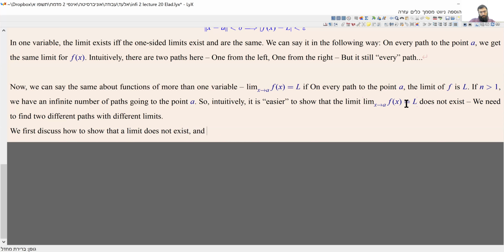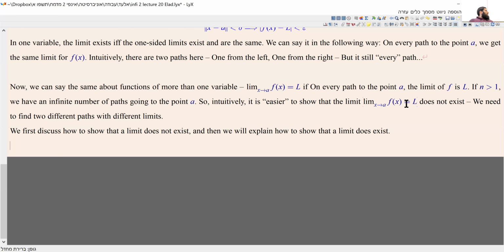No, maybe each one of them can be different from the others. As long as you have two with different limits, you're good. Or you're better. You're good, you know the answer. That's good. And then we'll explain how to show that the limit does exist. Would it be exists here or exist? Grammar. I don't know.